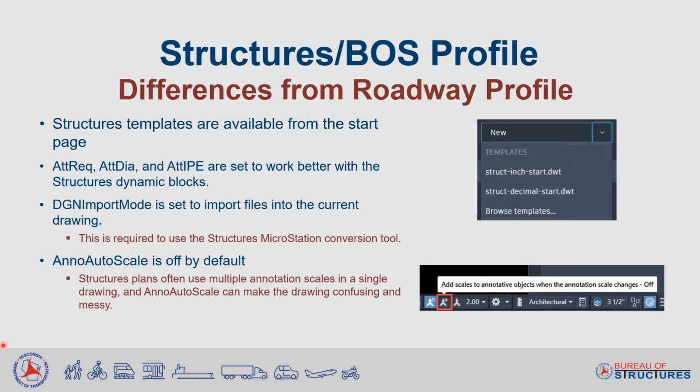The Structures profile has a few differences from the roadway profile. First, the Structures drawing templates are available from the New Drawing dropdown in the Start page. @rec, @dia, and @IPE are set to work better with the Structures dynamic blocks. DGN import mode is set to import files into the current drawing, which is required to use the Structures MicroStation conversion tool. Anno Autoscale is off by default. Structures plans often use multiple annotation scales in a single drawing, and having Anno Autoscale on can make the drawing confusing and messy.